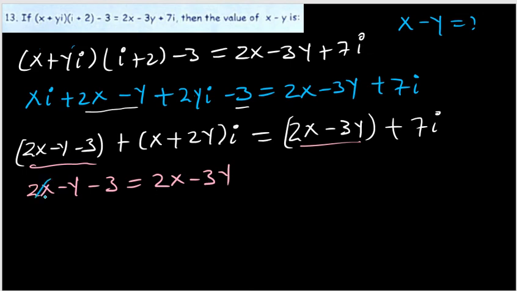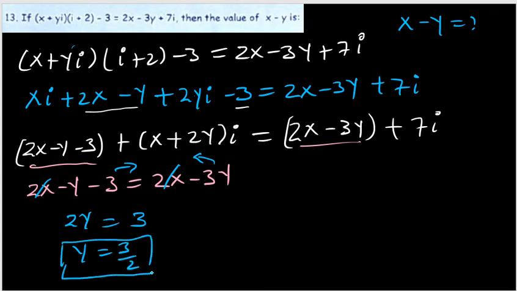This time again we can cancel 2x with 2x, and then I can bring this negative 3y here. What remains? 2y, which is equal to, the 3 can be shifted to the right, will be 3. So the y value will be 3 over 2. We got it. This is y.